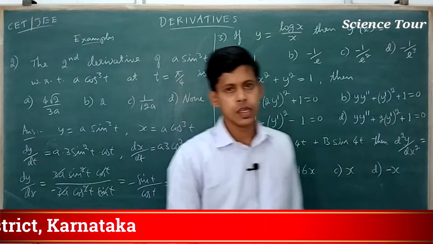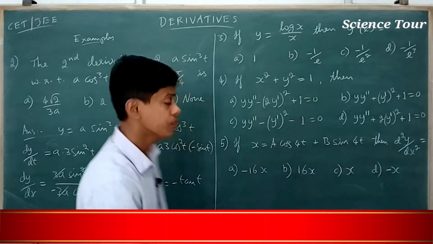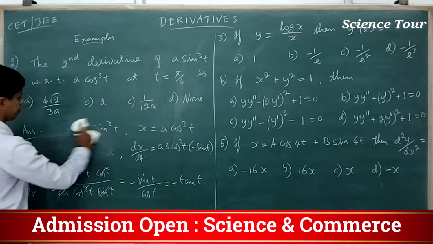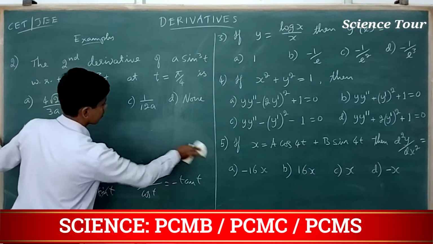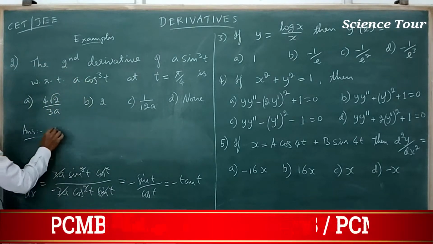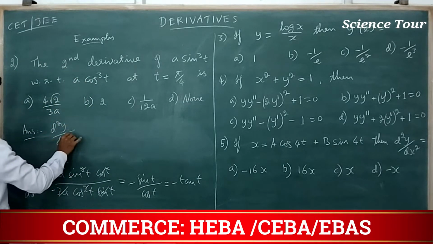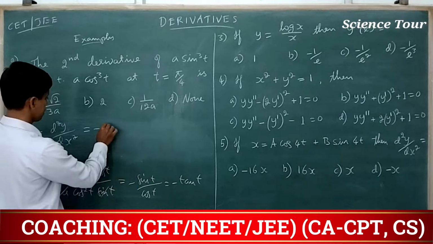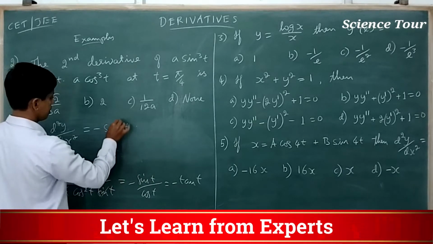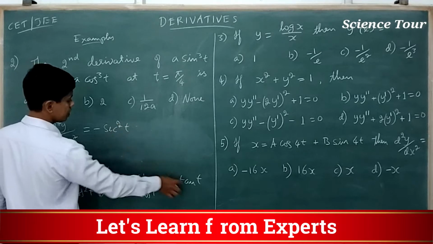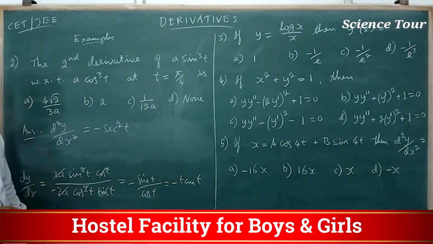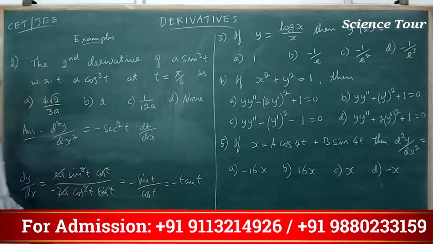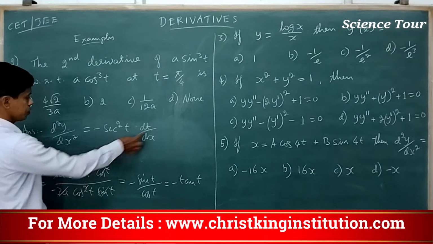Now what you got to find? You have to find the second derivative, so continue and find d square y by dx square. So this is the derivative of minus tan t, minus as it is, derivative of tan is secant square t. Is it over? No, you have to differentiate t with respect to x, so that would be dt by dx. Now we have to substitute that dt by dx.